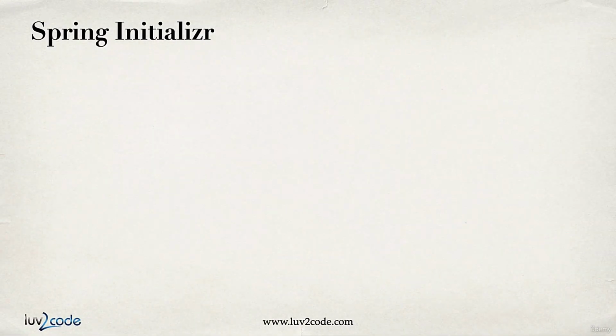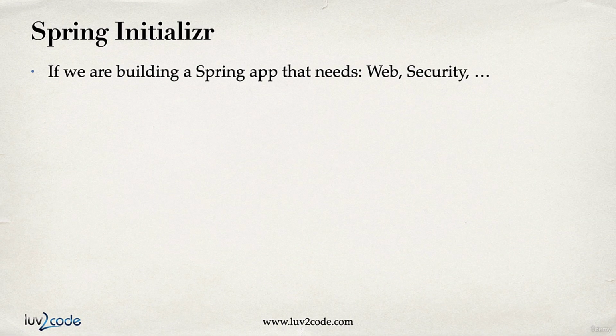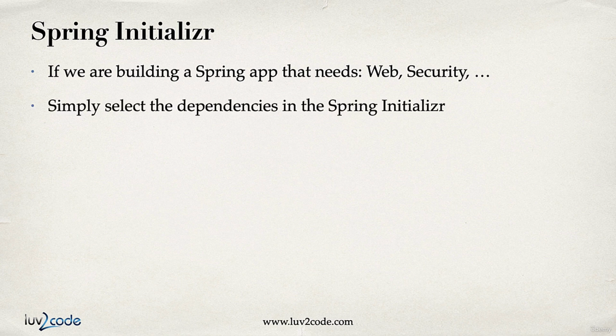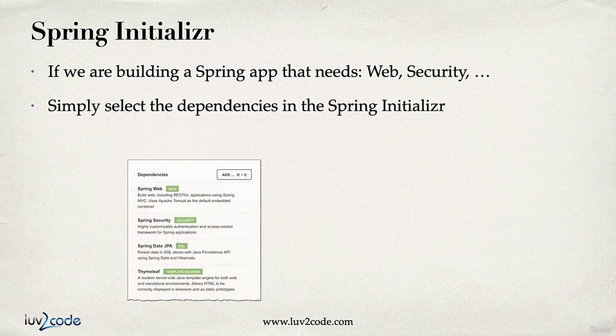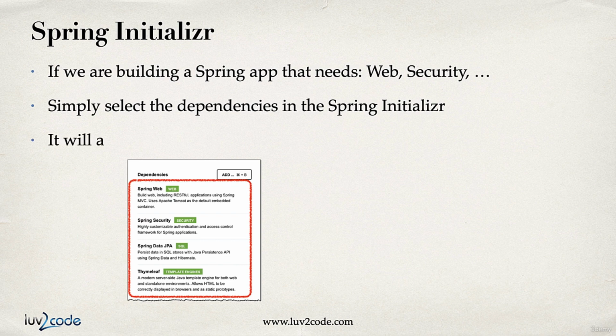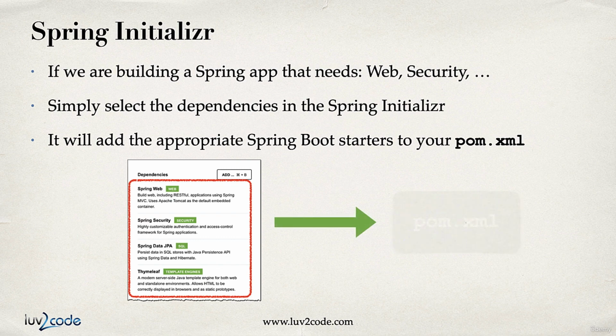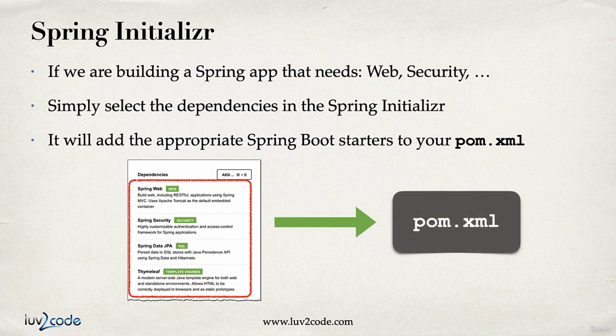Let's look at the example if we're building a Spring app that needs web and security. Then we simply select the dependencies in the Spring Initializr. Here we have these items selected for web, security, JPA, and Thymeleaf. Then when it generates your project, the Spring Boot starters will automatically be added to your Maven POM file.